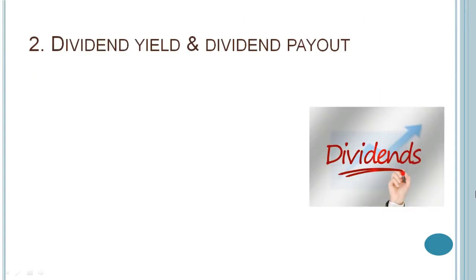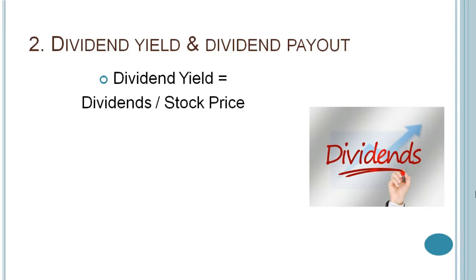The second metric is actually 2 ratios that we should be aware of. The first is dividend yield. Dividend yield is one of the most important metrics for a dividend investor. Dividend yield is just the sum of the dividends divided by the stock price. This ratio is important because it tells the investor what the stock yields, in other words, what it pays out as dividends at the current stock price.